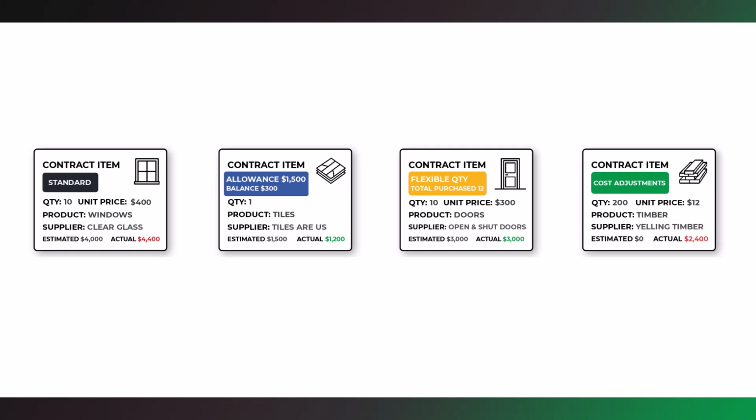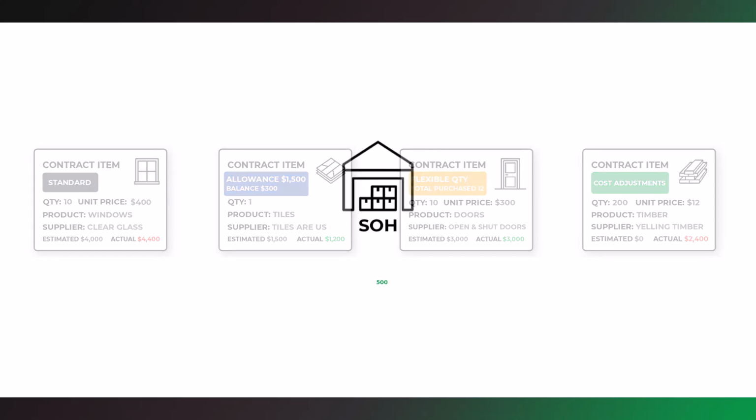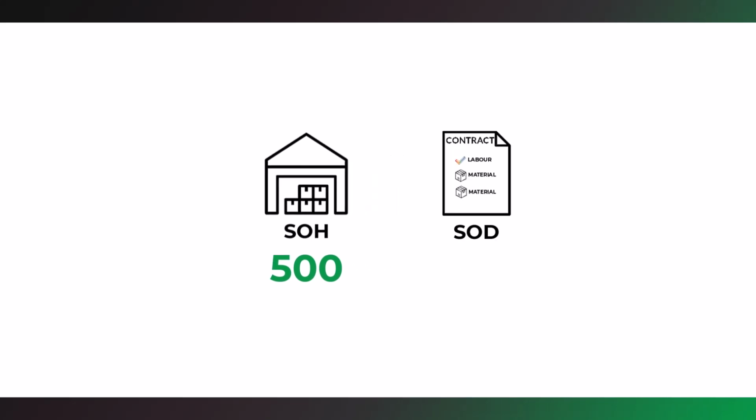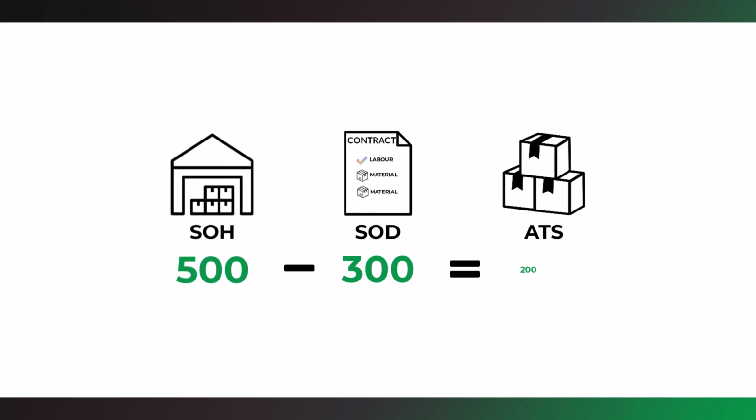Let's look at a standard stock calculation. Let's assume you have 500 items as stock on hand and stock on demand of 300 items. This means your available to sell is 200 items. If you receive a contract item for 350 items, that increases your stock on demand to 650. That means your available to sell is now minus 150 items.